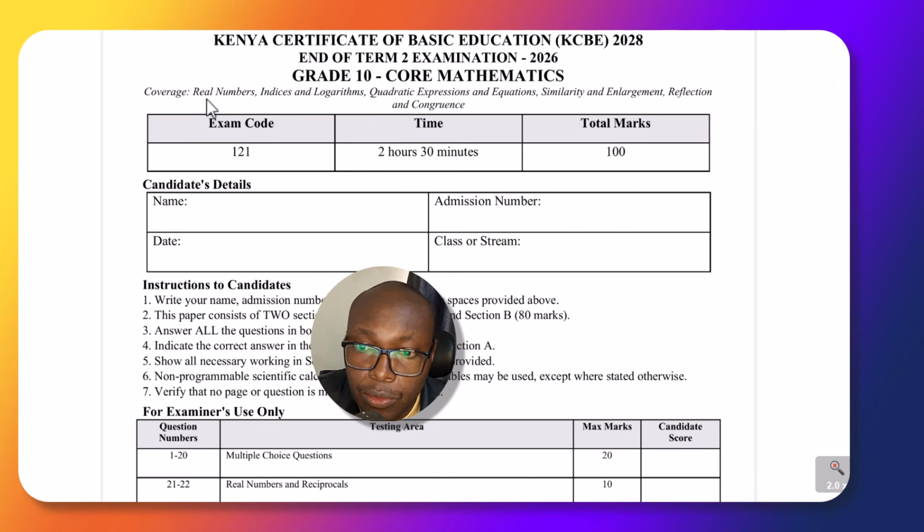In this lesson, we shall go through grade 10 core mathematics as we continue to prepare for the Kenya Certificate of Basic Education, that is in the year 2028. This paper has two sections. We have section A, 20 marks, multiple choice questions where you're supposed to indicate only the correct answer, that is A, B, C or D. Then section B has 80 marks, that is the structured questions.